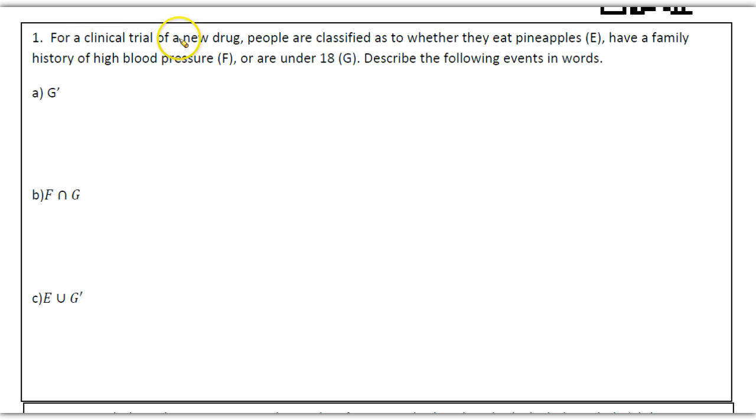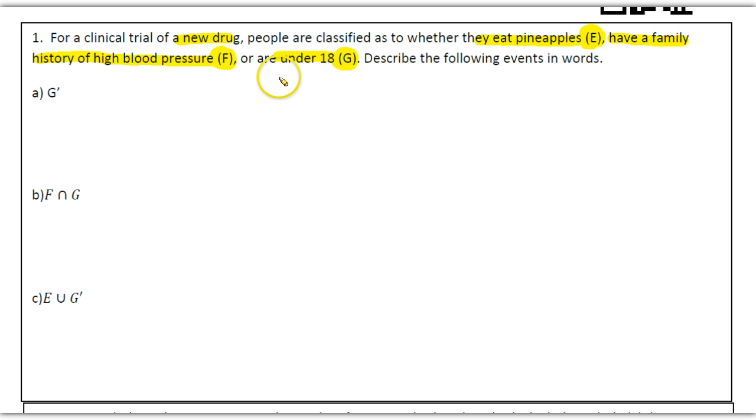Clinical trial of a new drug. People are classified as to whether they eat pineapples. That will be set E. Have a family history of high blood pressure. That's set F. Or, and this is key because this is union, are under 18, which will be set G.